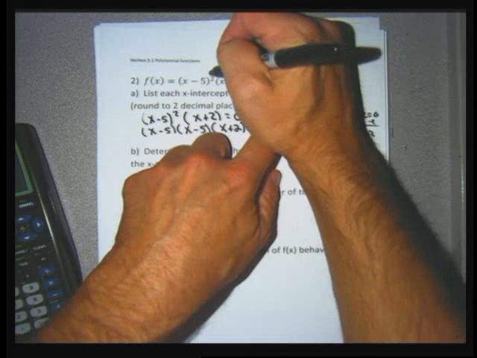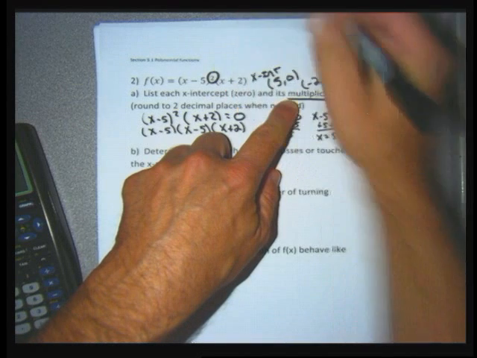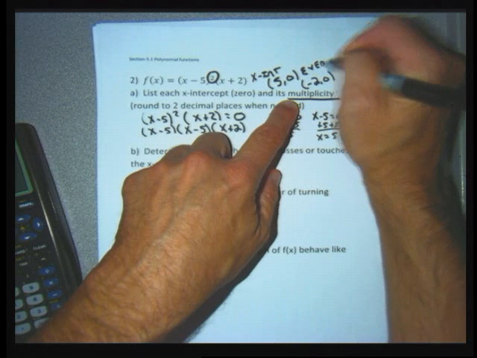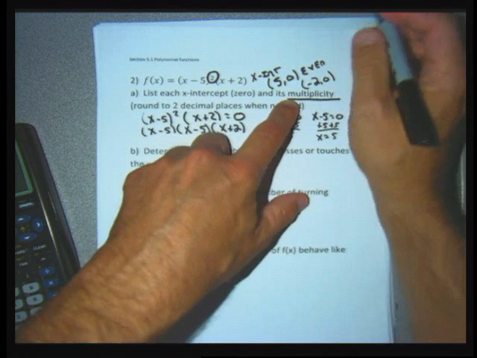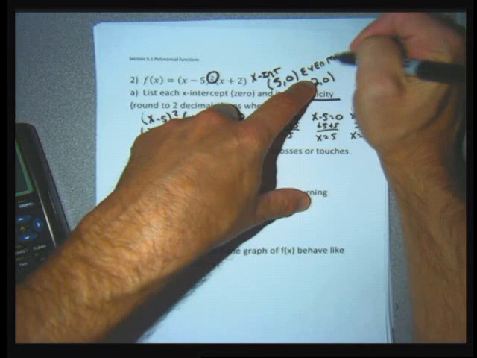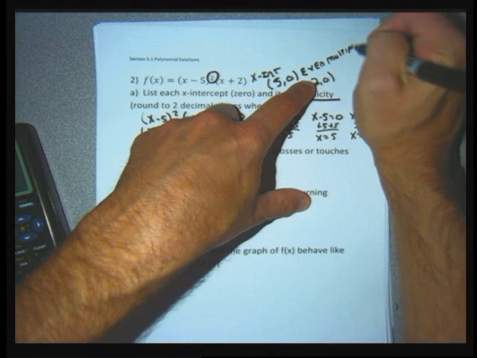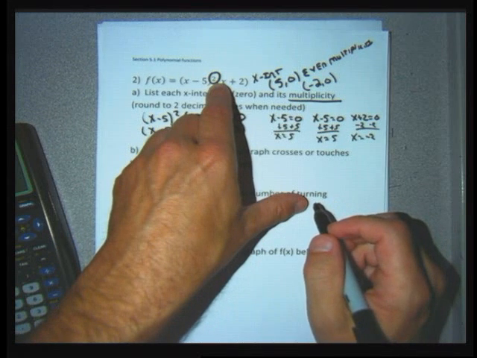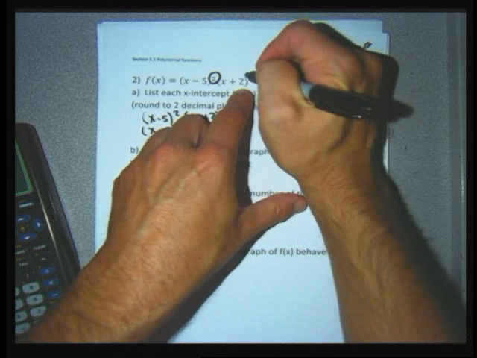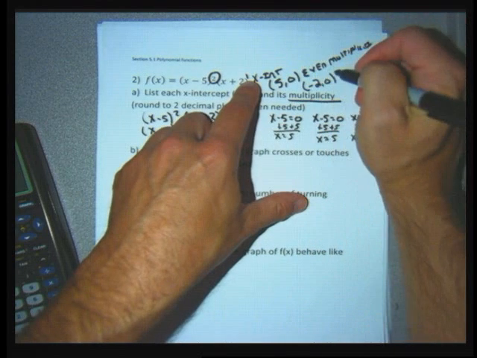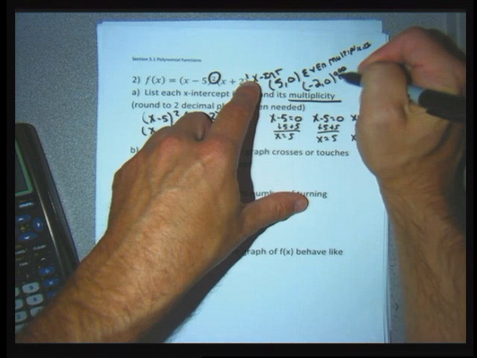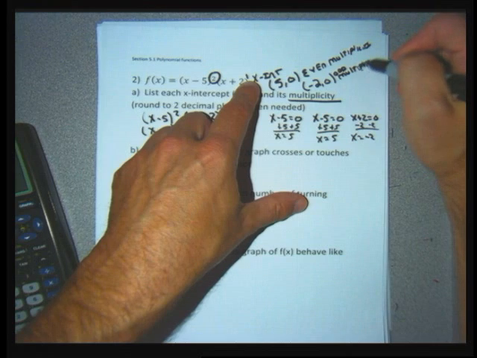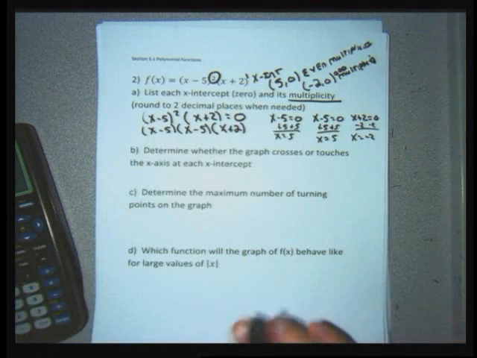The exponent that made the factor x minus 5 was 2, so I'd say the x-intercept of (5, 0) has even multiplicity, because the exponent that made it is even. I'm not going to be able to write multiplicity here with this pen, but I'm going to try. The exponent that made the factor of x plus 2 is 1, which is an odd number. We say that the x-intercept of (-2, 0) has an odd multiplicity. And that's everything that's asked for in part A.